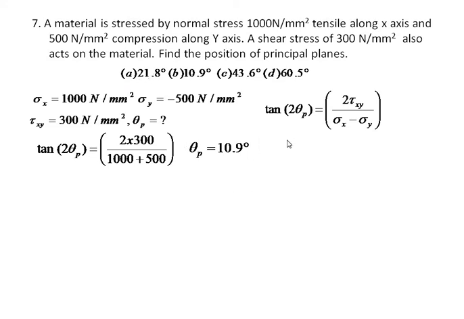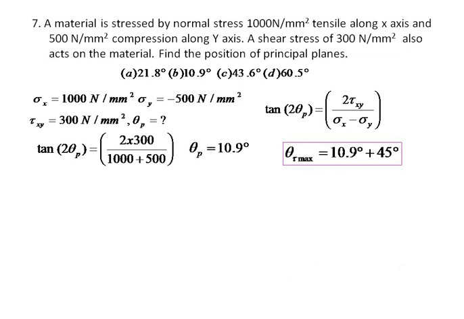Whenever you see some value like 21.8, we have the tendency to tick that, right? So intentionally that value was also given as an option. The actual answer was 10.9, so the option is B, 10.9. Remember it, right?